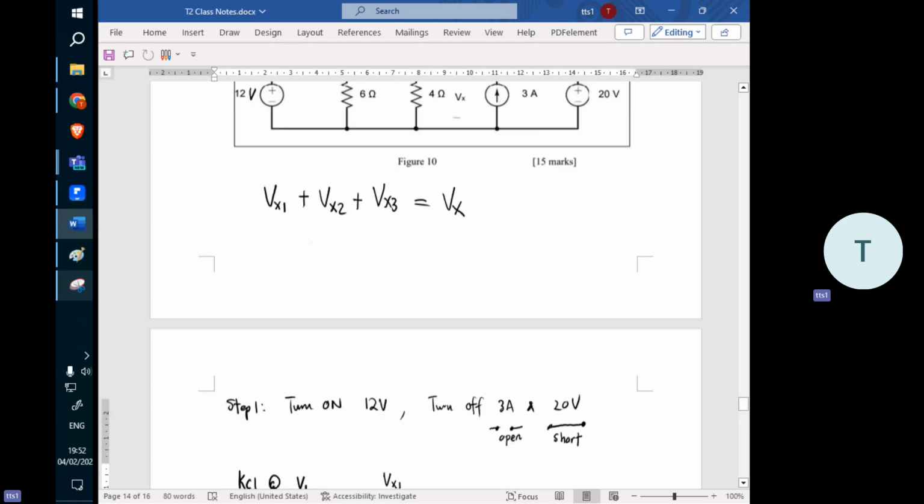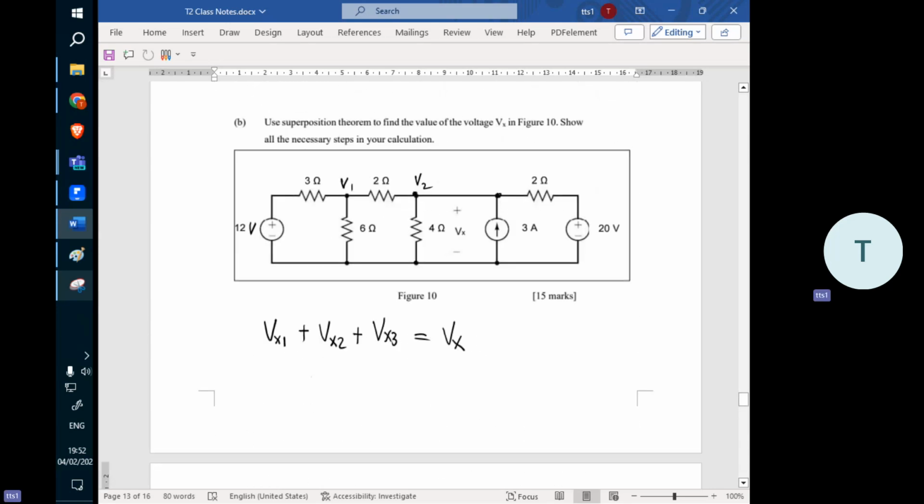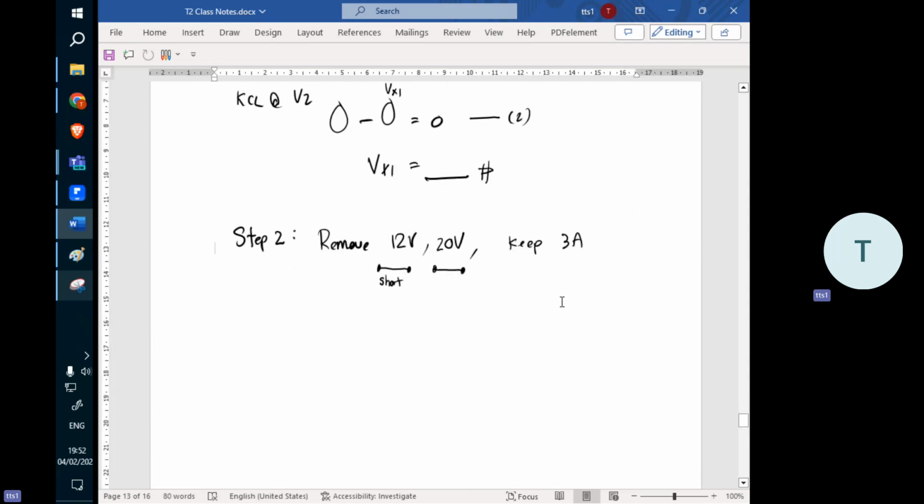After that, there's another node here called node C, V3. So you use the KCL at node V3. And then you should first get something like this: something plus something plus something equal to 3. At the end, you will get Vx2. Of course, inside here is Vx2.